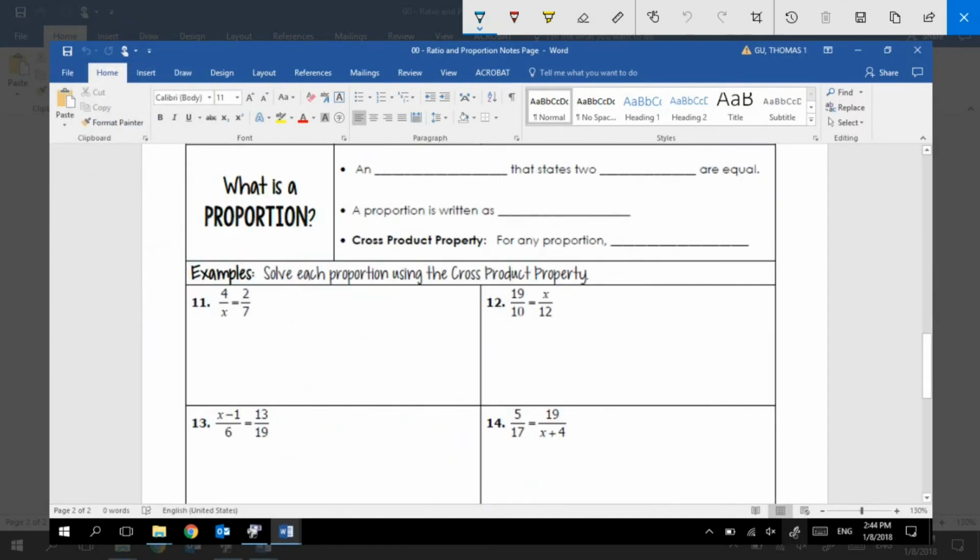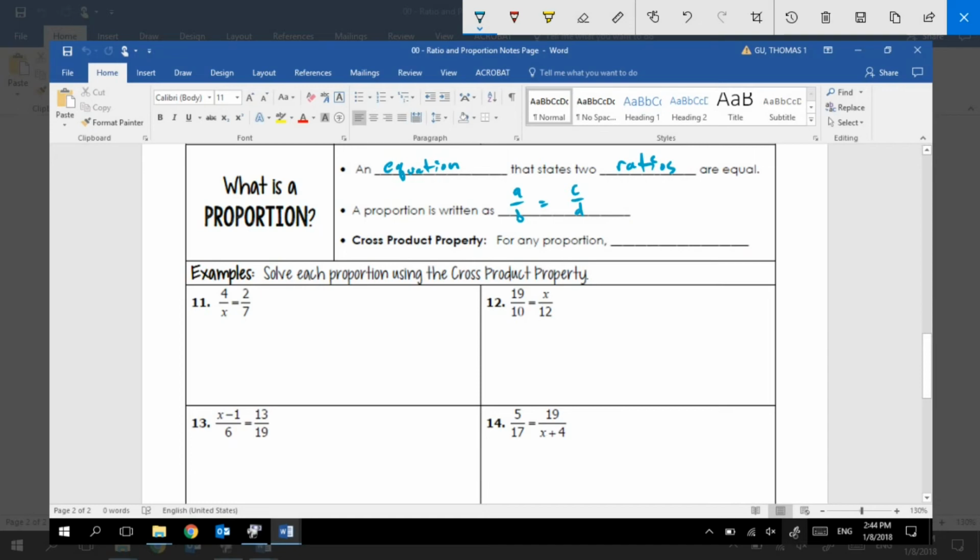Alright guys, so now we're going to see what a proportion is. A proportion is going to be an equation that states that two ratios are equal. And a proportion is going to be written in this format. A over B equals C over D.